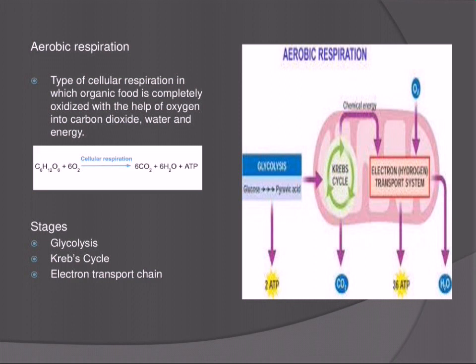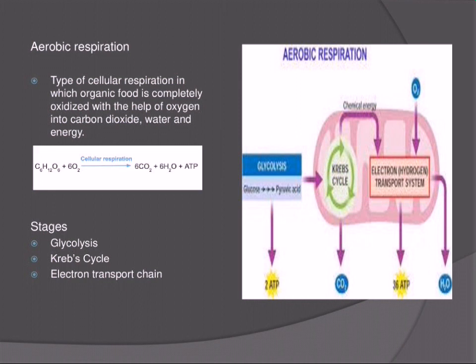Now the third stage is the electron transport chain. This is accomplished through a system of electron carrier complexes. There is a system which carries electrons, and that is the electron transport chain, which is located in the inner membrane of the mitochondria.